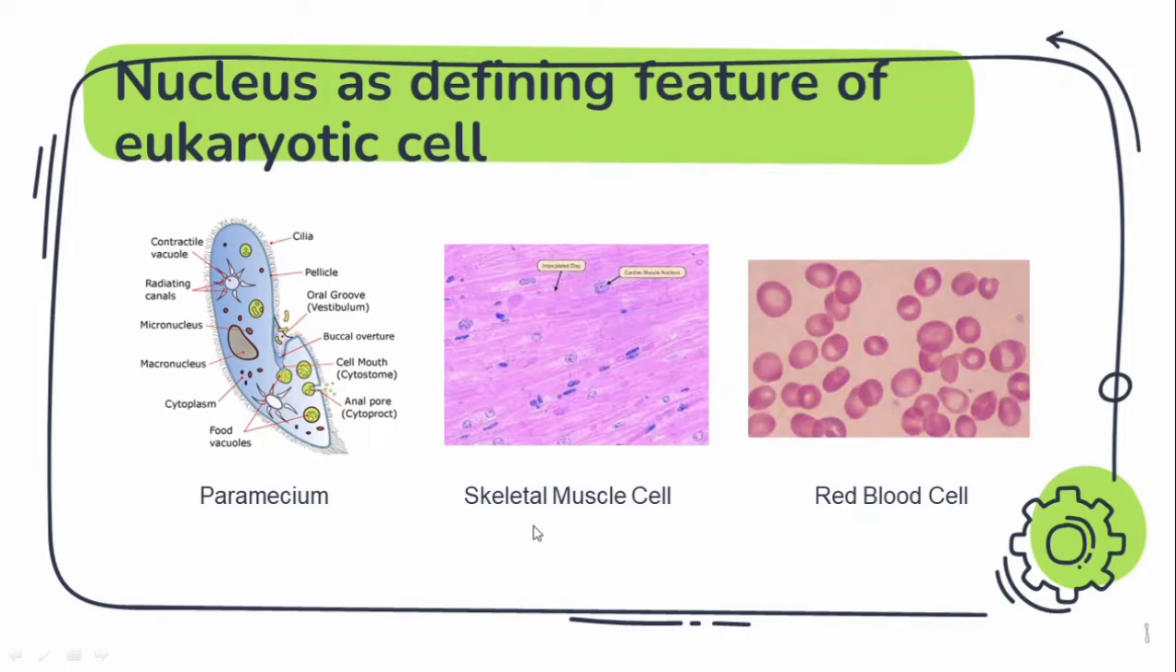So these are the diagrams or the images of the cells I have mentioned. We have the paramecium, and paramecium has two nuclei. One is the micronucleus and the second one is the macronucleus. And we also have the skeletal muscle cell, and the skeletal muscle cell is multinucleated, and these spots are its nuclei. And we also have the red blood cell, and the red blood cell has no nucleus, this one.